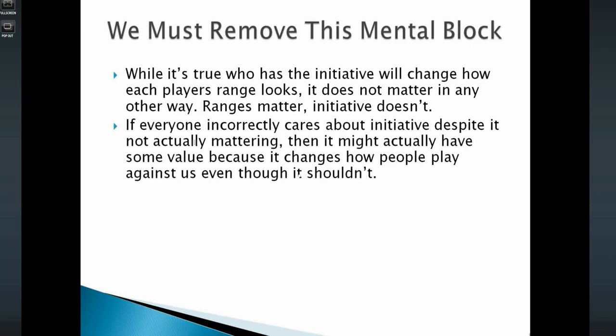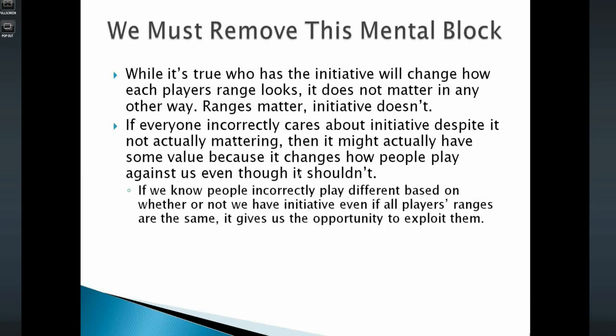If everyone incorrectly cares about initiative despite it not actually mattering, then it might actually have some value because it changes how people play against us, even though it shouldn't. If we know people incorrectly play different based on whether or not we have initiative, even if all players' ranges are the same, it gives us the opportunity to exploit them.